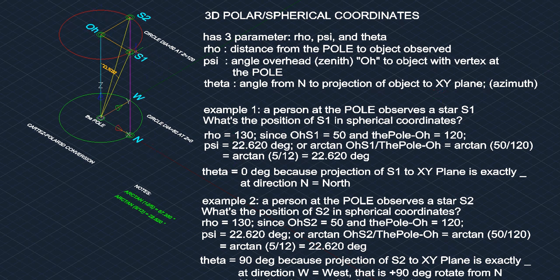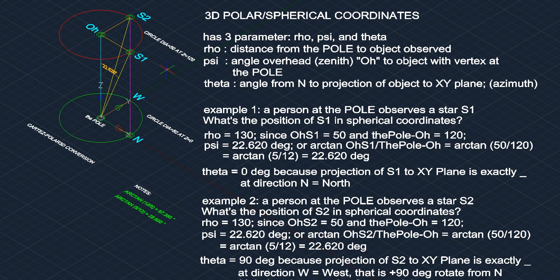This is S1, object S1 projected to the xy plane. We get the S1 projection here, exactly at the direction of north. And for S2, the projection is at this line, exactly at the y-axis, that is the west direction. So this is the direction of S2. That is, we measure from north plus 90 degree.